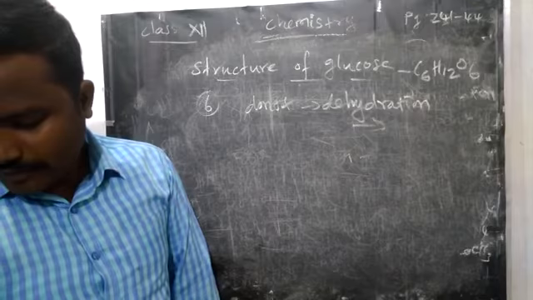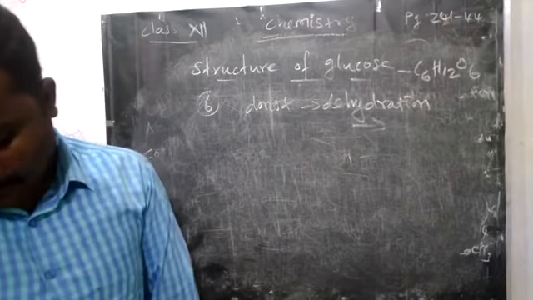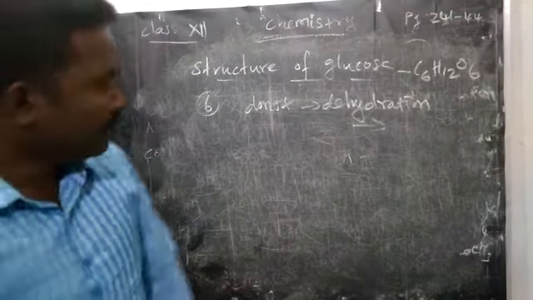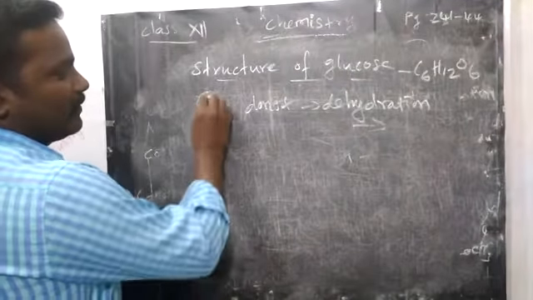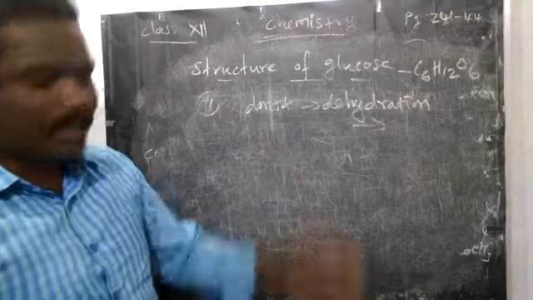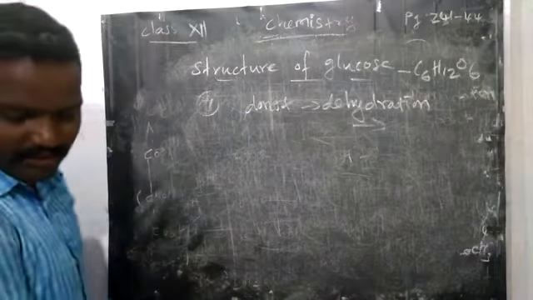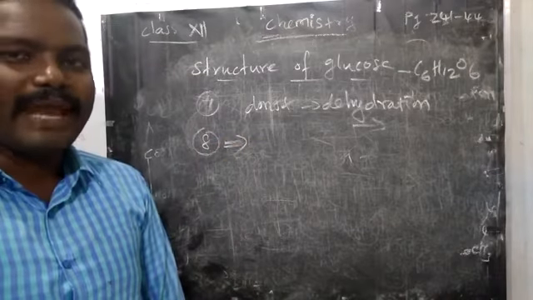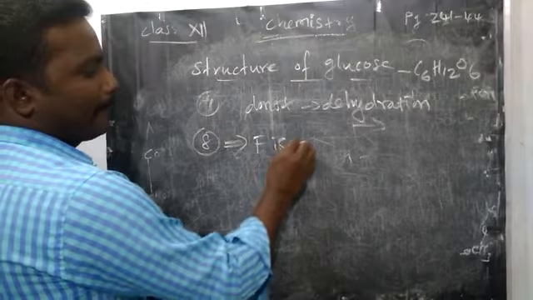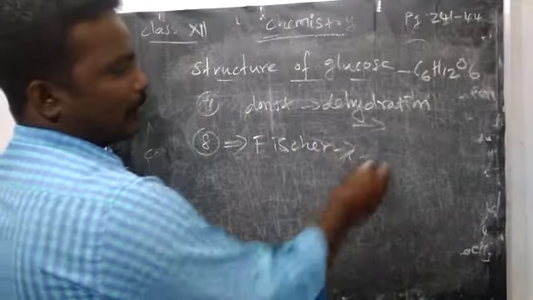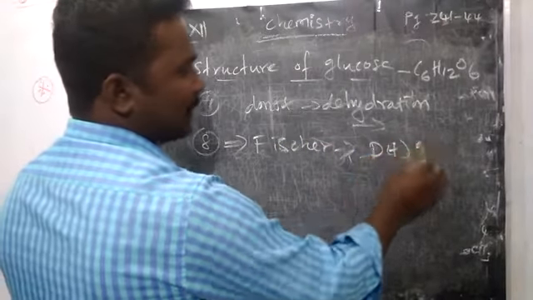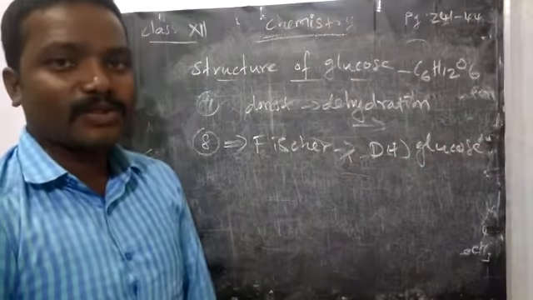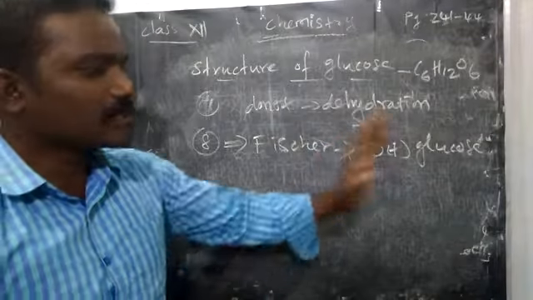Next one, we can go with the 7th one, gluconic acid. One minute, I wrote the number wrongly, which is the 7th point. Okay, it does not undergo any dehydration reaction. Then the 8th point, which gives the structure based on Fischer projection formula. That's why we are saying D plus glucose. Glucose we know very well, but actually we have to call it D plus glucose.